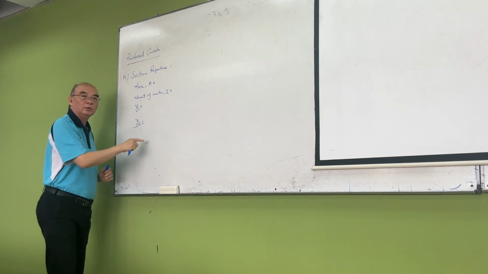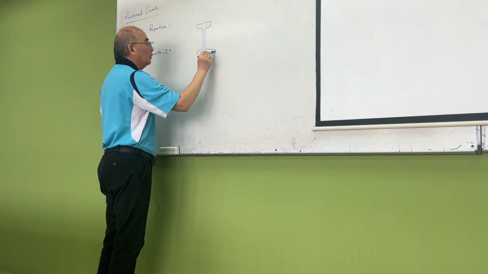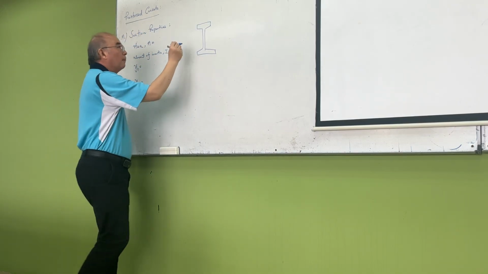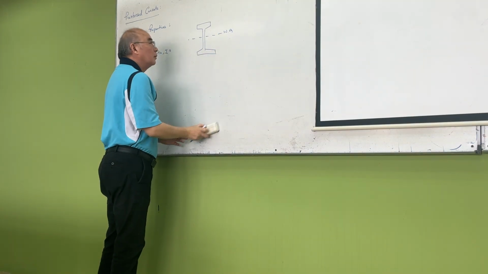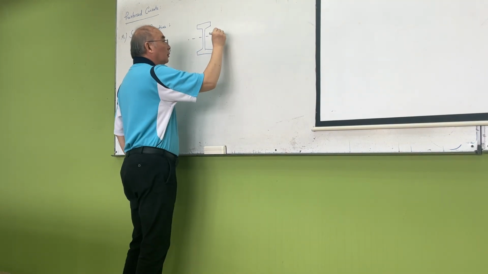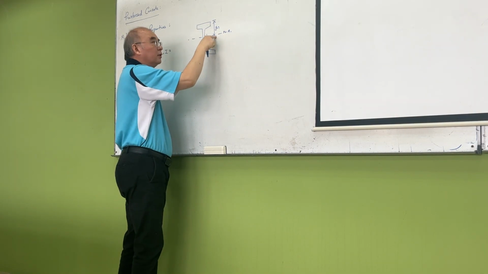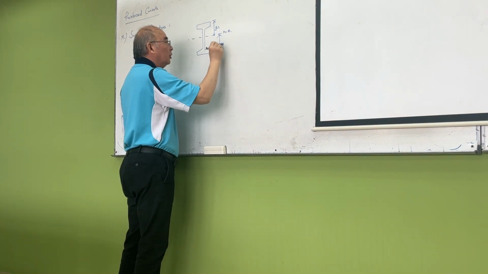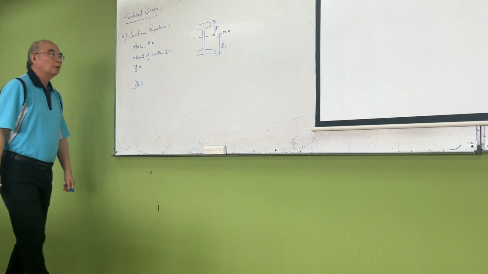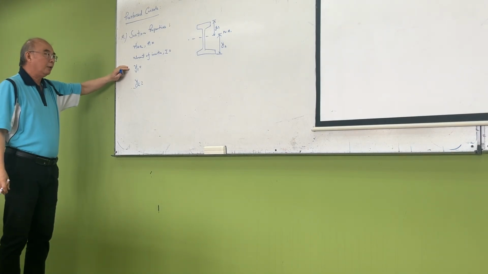y1, y2 given to you. Okay, so let's say I start from a beam like this. So maybe the neutral axis is here. The neutral axis is here, and y1 is measured from the neutral axis to the top. y2 is measured from the neutral axis to the bottom. So area will be given, moment of inertia will be given, y1, y2 will be given.